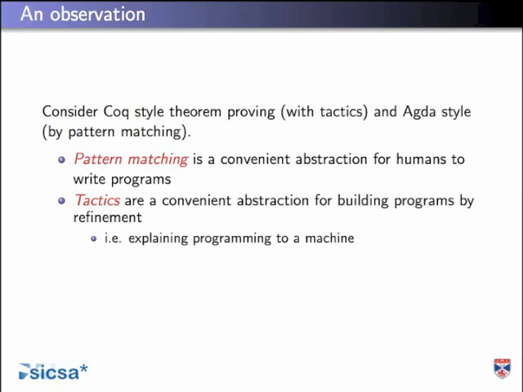Tactics are found to be a convenient abstraction for building programs by refinement, and particularly for building proofs by refinement. If I have something that says x equals y and I need an x and I've got a y, then I find it much easier to apply a rewriting tactic than to actually write the program that does the rewriting, just because it does the work for me. So in particular, tactics are a convenient abstraction for explaining programming to a machine. I think it's easier to explain to a machine how to build a program by running a few tactics in sequence than to explain to a machine exactly what it means to be a program.